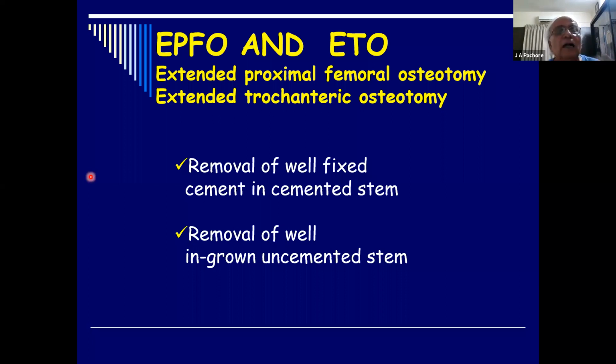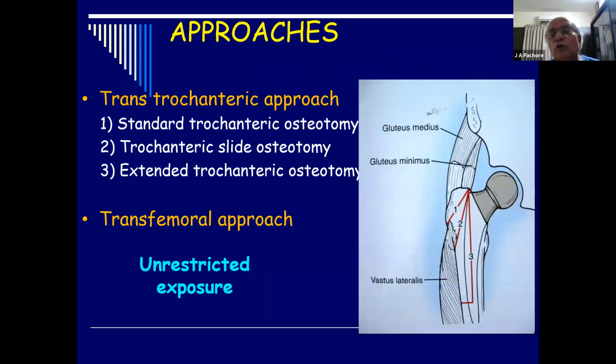So I had told you about the transtrochanteric. This is number one, at the base of the trochanter, and this is the extended trochanteric. You just go 3-4 centimeters down and take a larger piece. The third is the transfemoral approach, or extended femoral osteotomy. You can go 10 centimeters, 15 centimeters, 20 centimeters, wherever you want. So this is the way the approach is, and this gives unrestricted exposure.